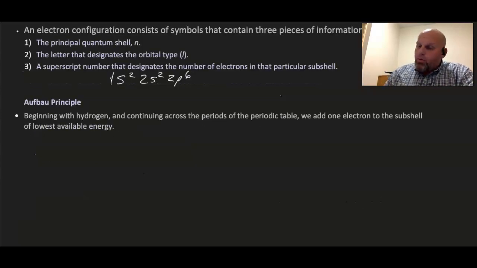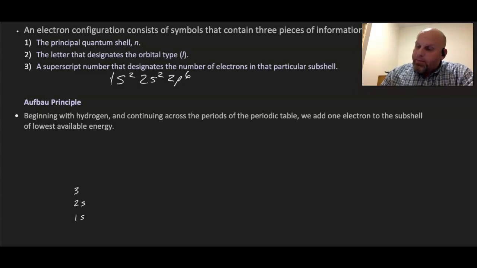Okay, so there are a couple rules that we need to be aware of that guide us in our electron configuration work. The first one is the Aufbau principle. Basically, electrons fill orbitals of lowest energy first. A good way to help remember this is just to think about the energy levels and subshell options that we have available to us.